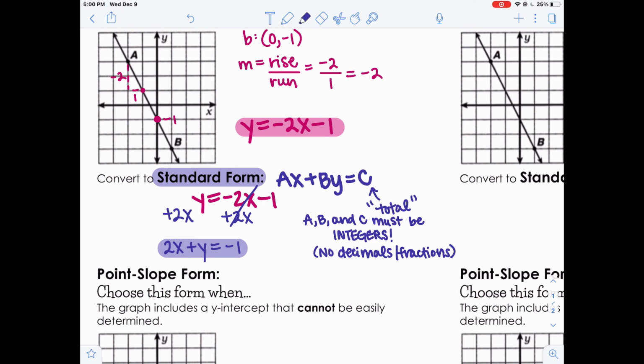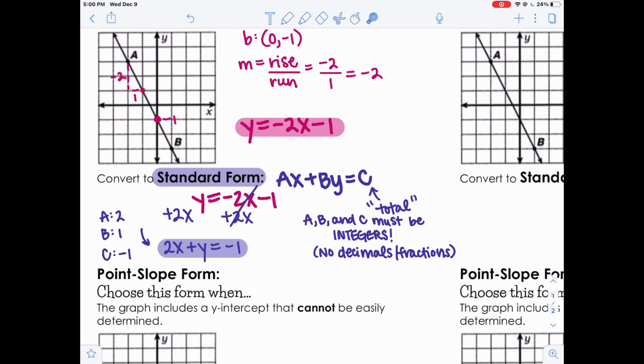So right here, I'm just gonna write what my a, b, and c are. Right here, my a is the 2. The b, the number in front of the y, I know there's not one, but what is it if there's not one visible? There's still a number there, and it's a 1, very good. So b is 1, and then my c value is -1, okay? All right, so we just did a little conversion into standard form.